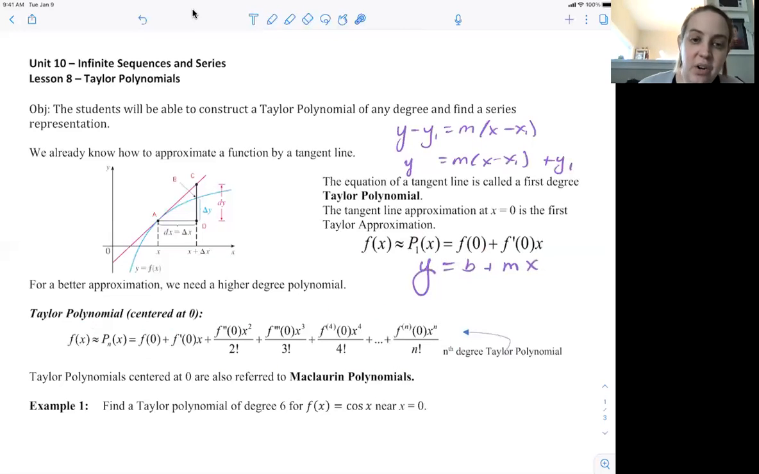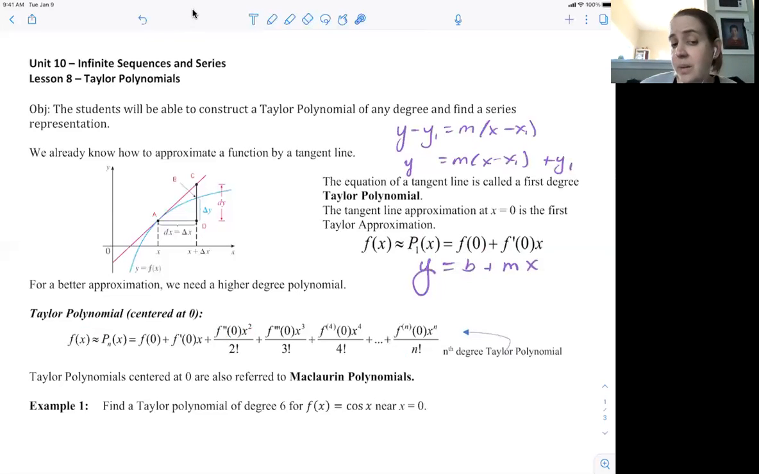It looks kind of crazy, but the cool thing is it works with this formula where every term is the same thing. So it's the derivative. I'm going to start with the second one. The derivative, x to whatever that same number is over that same number factorial. So second derivative, x squared over 2 factorial. Here it is with my n notation. Taylor polynomials centered at 0 are also referred to as Maclaurin polynomials.